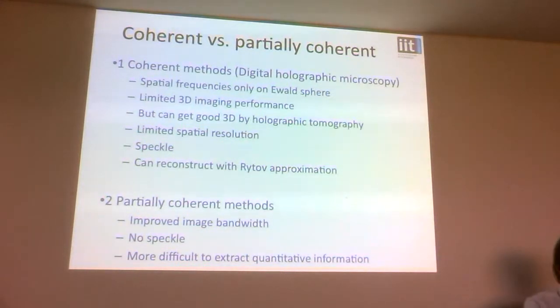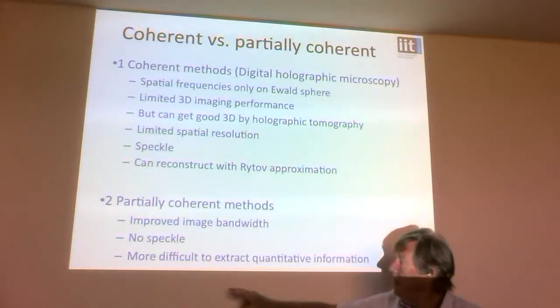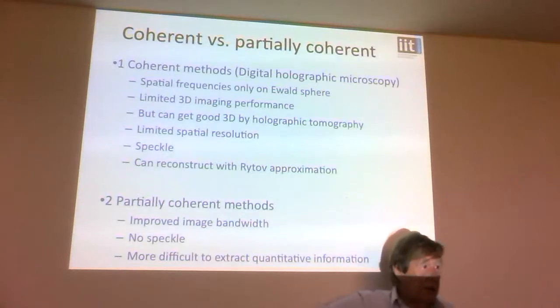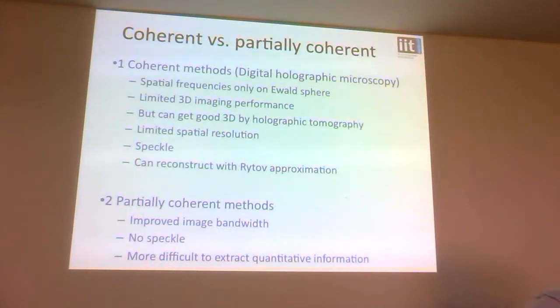And this comes about just in the same way as the microscope I described in the first lecture. By increasing the size of the condenser lens, we make it less coherent, but we increase the bandwidth of the signal of the system. Secondly, we don't have speckle effects. So with things like the holographic microscope, you see a lot of speckle in their images.